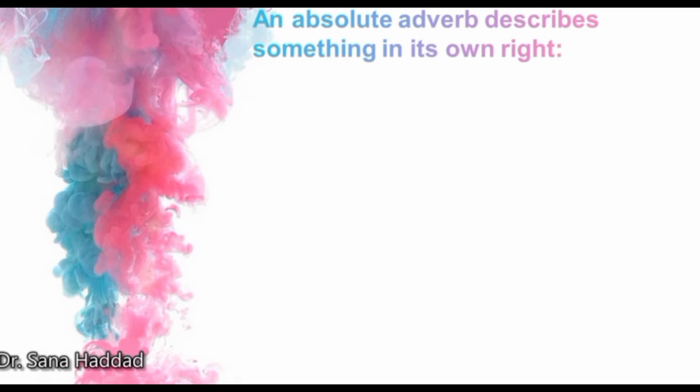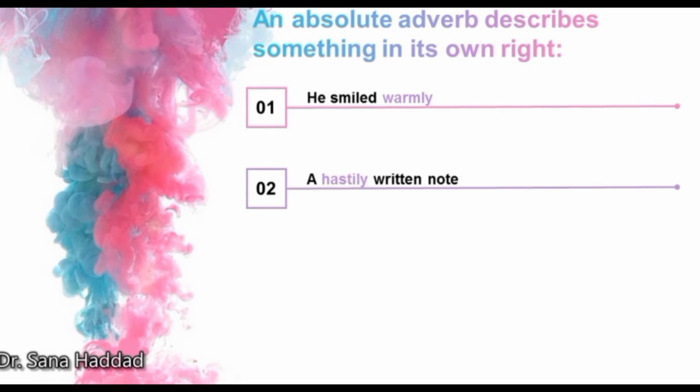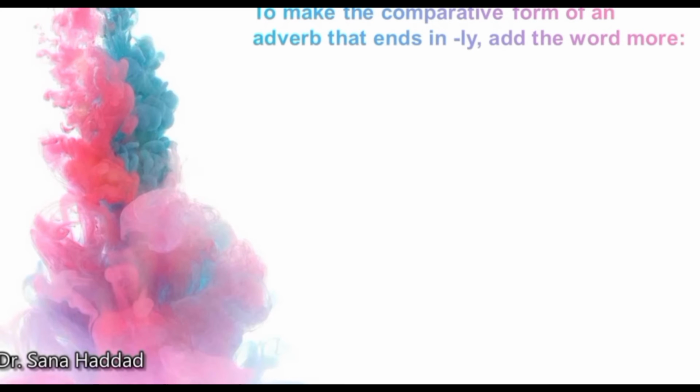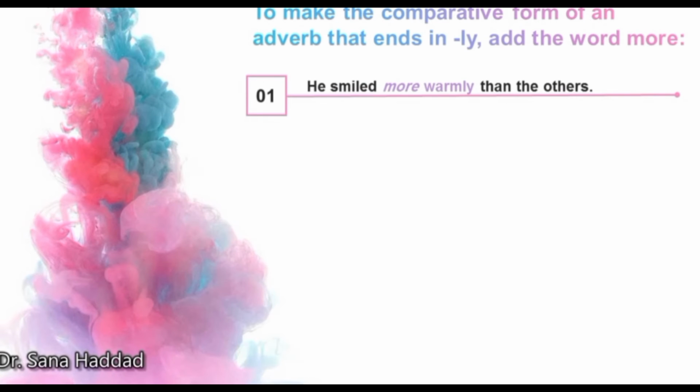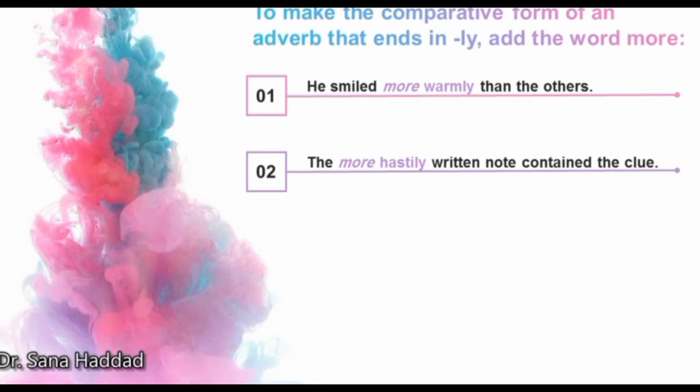An absolute adverb describes something in its own right. For example, he smiled warmly. A hastily written note. To make the comparative form of an adverb that ends in ly, add the word more. He smiled more warmly than the others. The more hastily written note contained the clue.